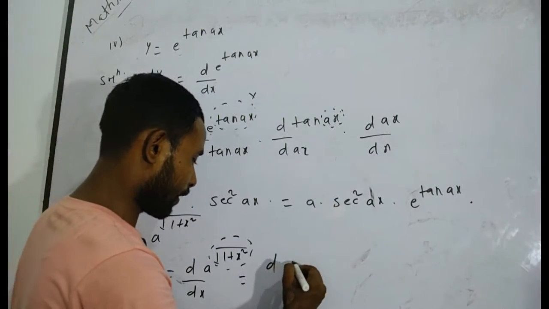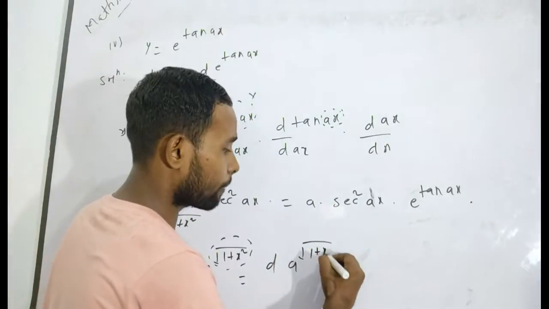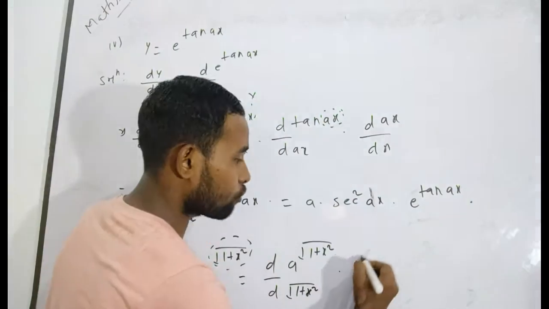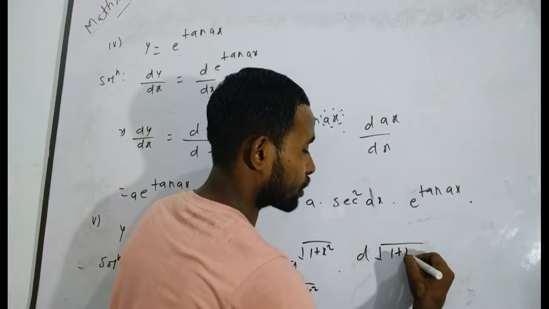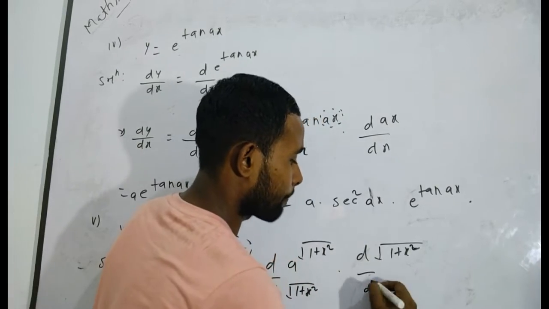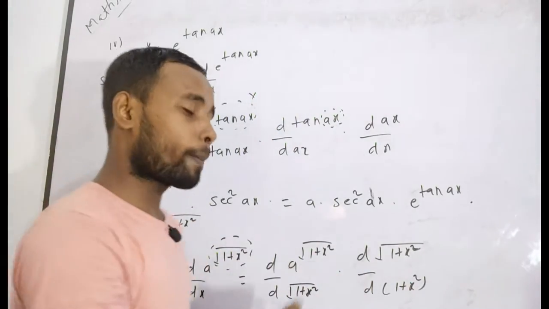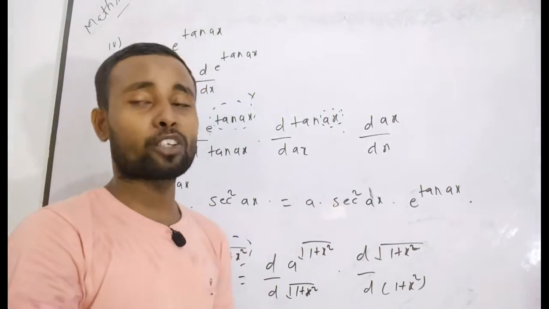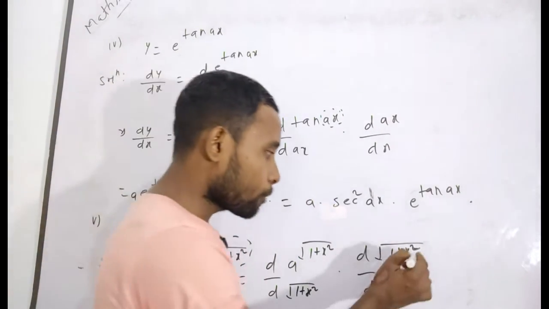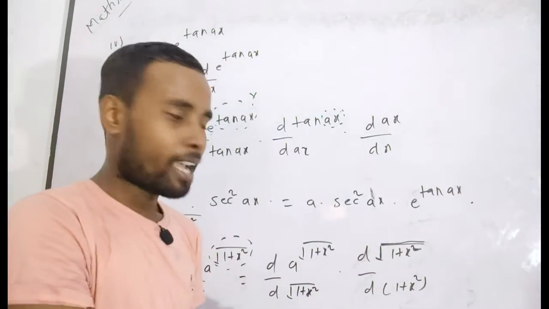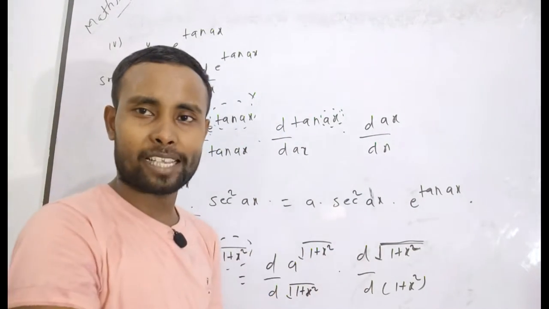That's why I want to differentiate this function, the derivative of 1 plus x square with respect to 1 plus x square. Again, you have to differentiate root under 1 plus x square with respect to which function? 1 plus x square. Why? I have already told you, root under 1 plus x square cannot be differentiated with respect to x. Why? Because this square root is the outer function, and the inner function is 1 plus x square.